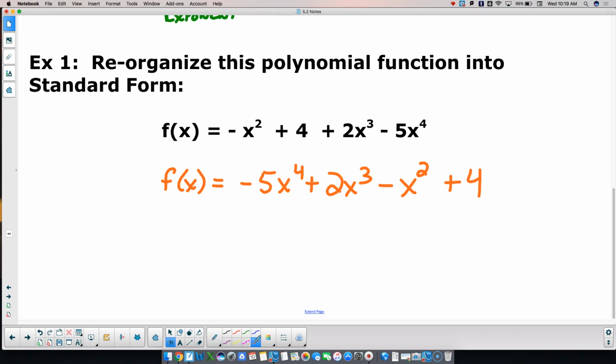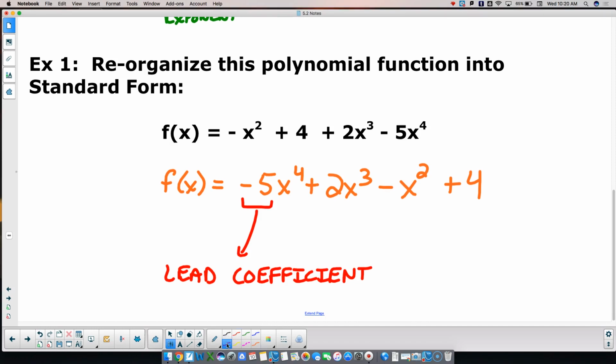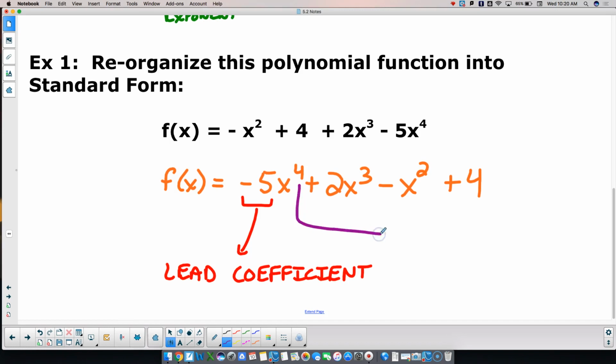Now, there are two key parts we're going to need to recognize here coming up. The first key part is this number in front of the biggest exponented term. That number is called the lead coefficient. So the number in front of the term with the biggest exponent is called the lead coefficient. That's going to come into play later on. The second thing is the biggest exponent. That we call the degree.